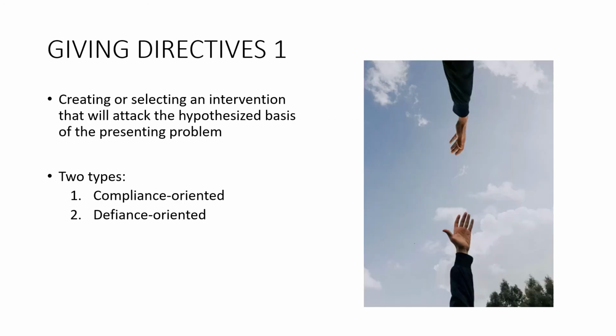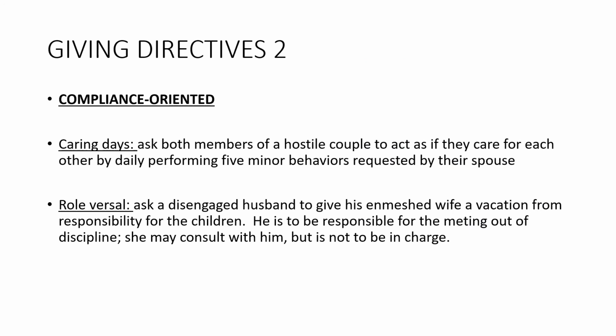Now we're talking about giving directives: creating or selecting an intervention that will attack the hypothesis based on the presenting problem. There are two types: compliance-oriented and defiance-oriented. We're actually going to explore each of these in detail in the next couple of slides. So, compliance-oriented. Here are examples. When it comes to caring days, ask both members of a hostile couple to act as if they care for each other by daily performing 5 minor behaviors requested by their spouse.